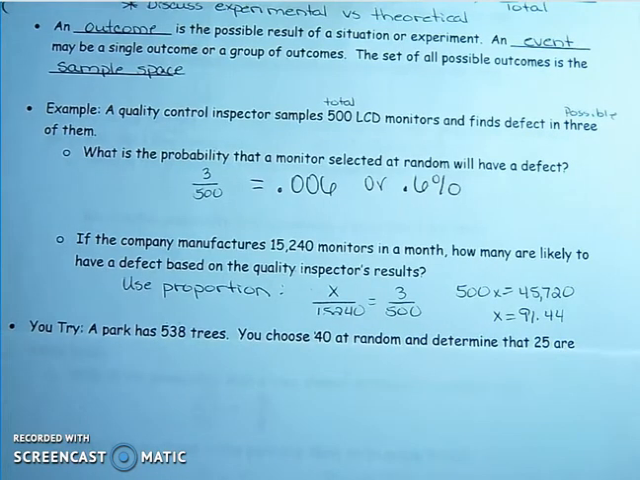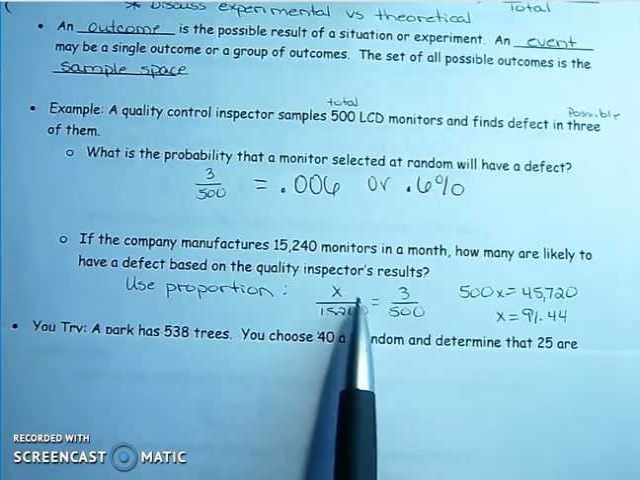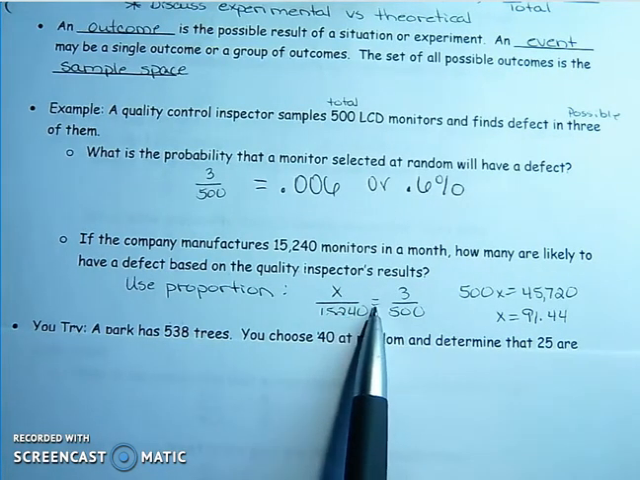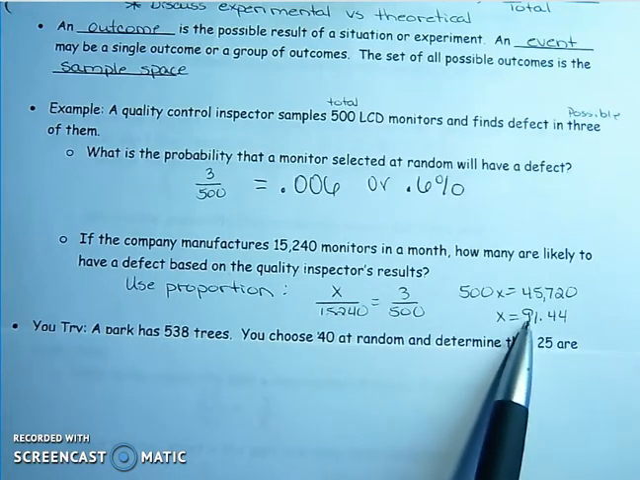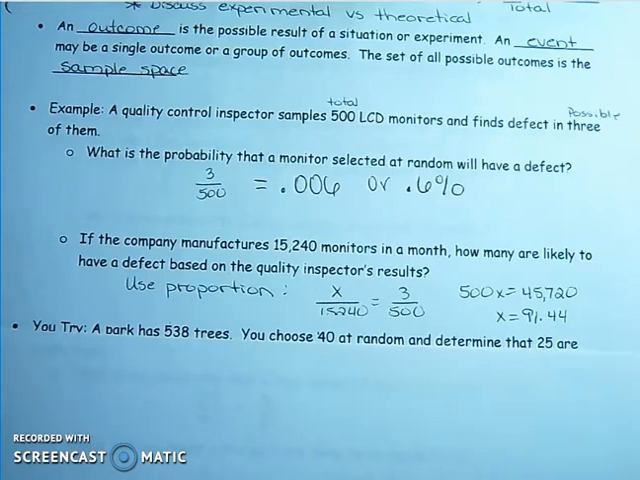Then it says if the company manufactures 15,240 monitors in a month, how many are likely to have a defect based off the inspector's results? So you just set up a proportion. X out of how many we're going to make that month equals our probability. Cross multiply, and 91.44 monitors will have a defect, so around 91. Now pause the video and try the you try.